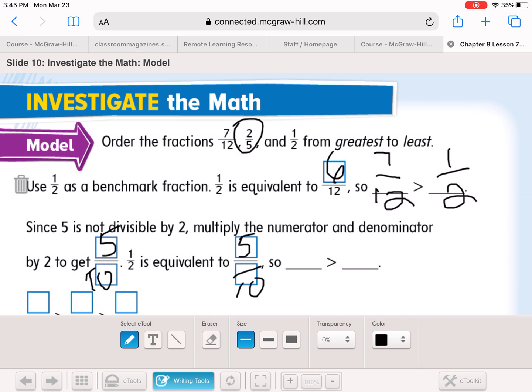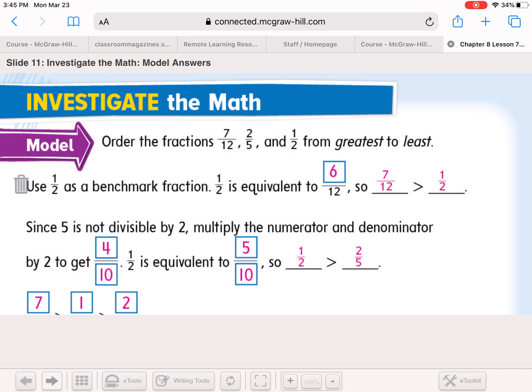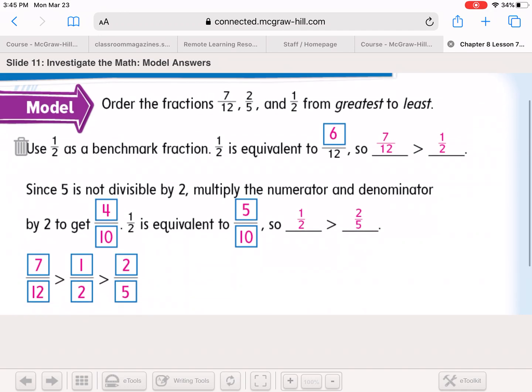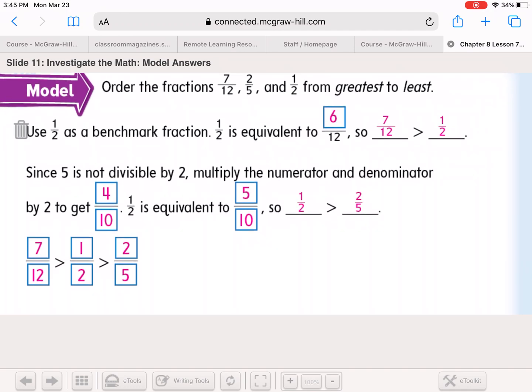That's going to really confuse you. Let me see. Let's just go to the next slide. Okay, 4/10. I was wrong. Okay, 1 half is equivalent to 5/10. So 1 half is less than 2 fifths. Woohoo. That wasn't easy.